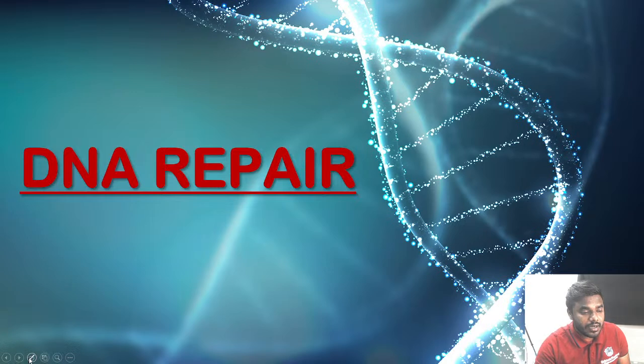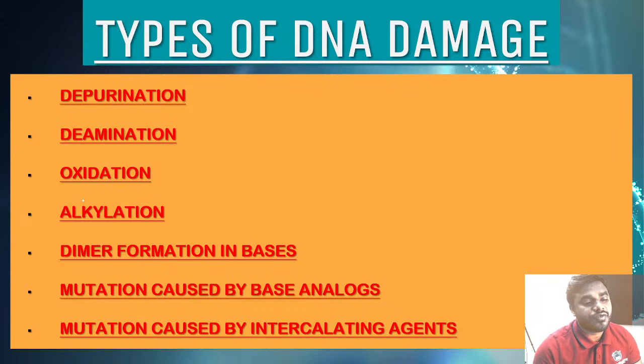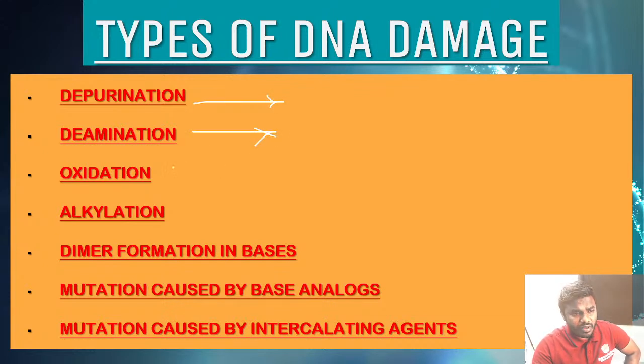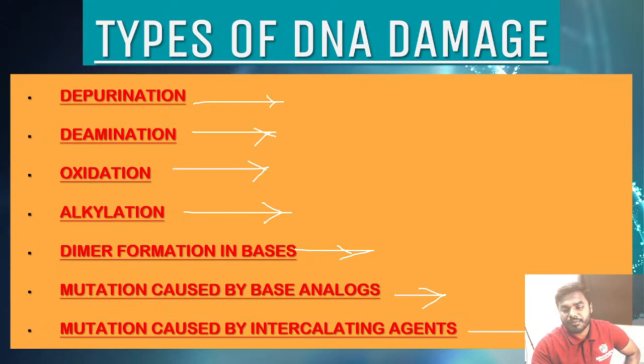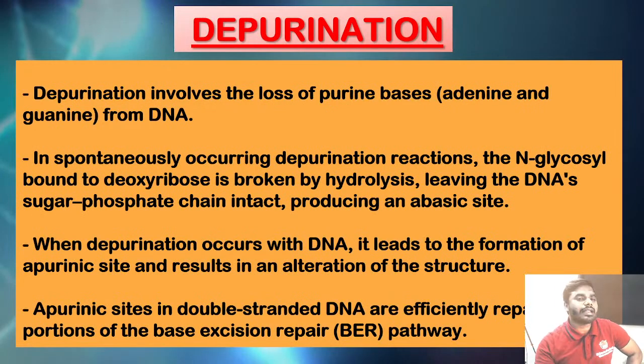In the last class, friends, we were studying about the DNA repair mechanisms. If everyone quickly recalls, while studying the DNA repair mechanisms, we were studying first the types of damages: depurination, deamination, oxidation, alkylation, dimer formation, mutations caused by the base analogs, as well as mutations caused by the intercalating agents.